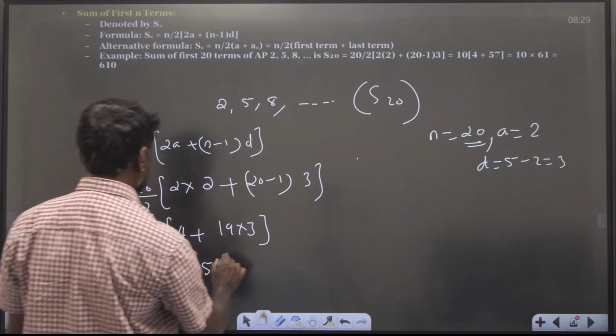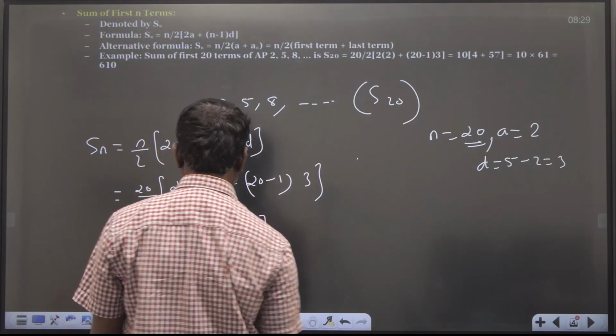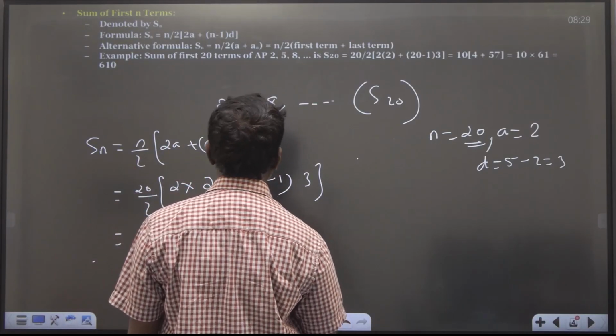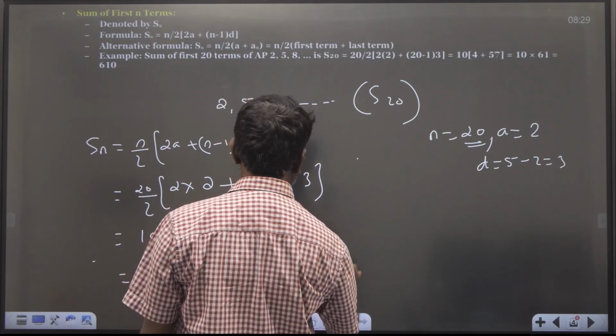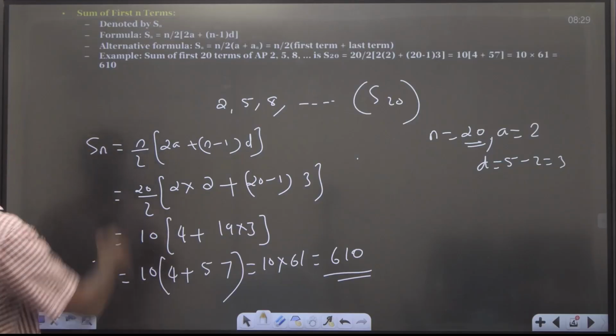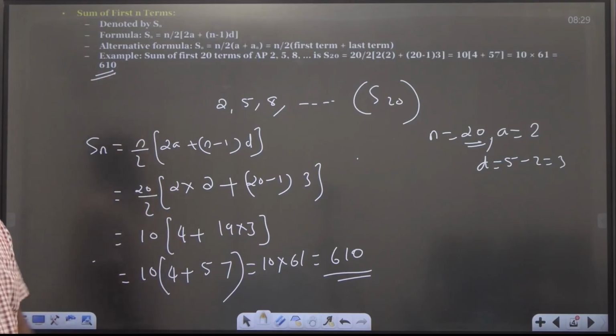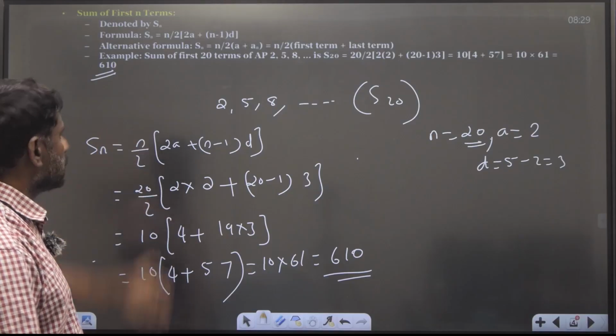That is equal to 10 into 61, that is equal to 610. 610 is the answer. This is the method of how to use the second formula.